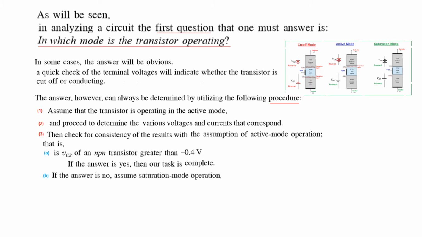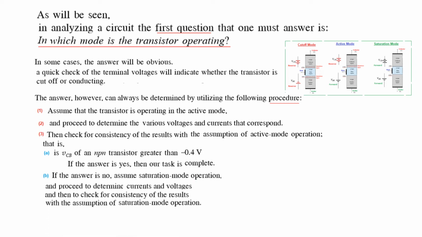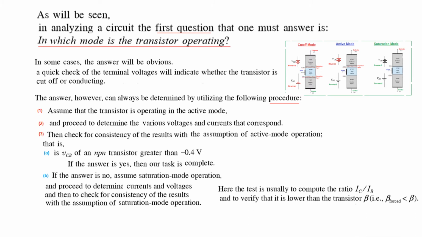If the answer is no, then we assume it to be in the saturation mode and proceed to determine the current and voltages and then check for consistency of the result. Here the test is usually to compute the ratio of IC over IB and to verify that it is lower than the transistor beta. In the saturation mode, this is called beta forced, and if beta forced is less than the transistor beta, then it is operating in the saturation mode.